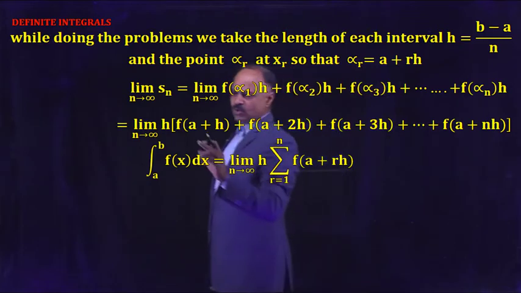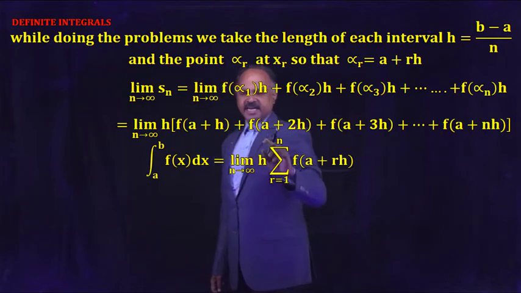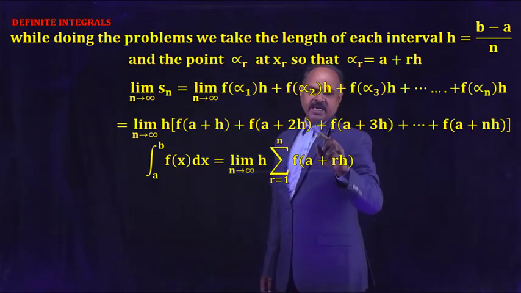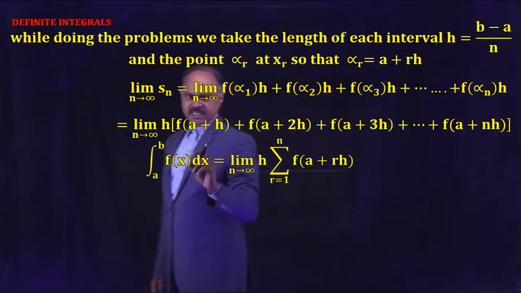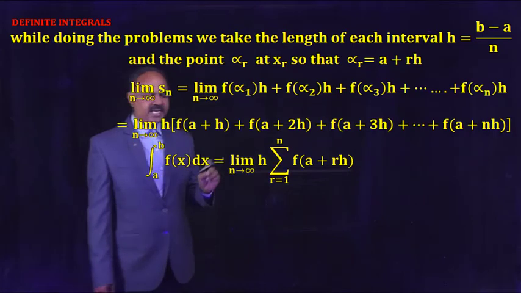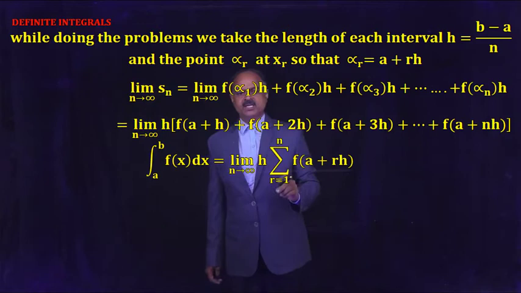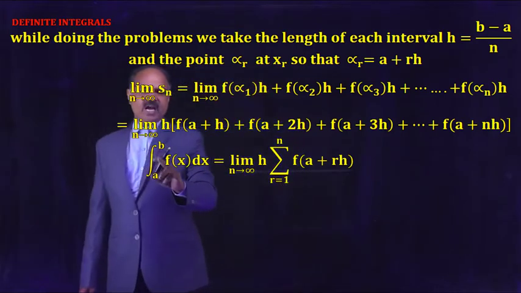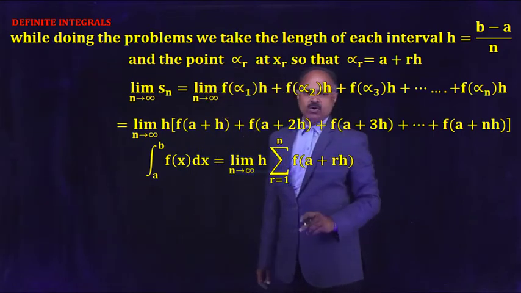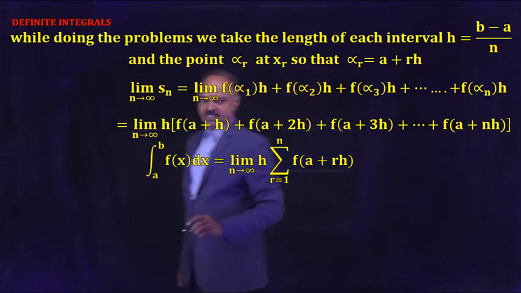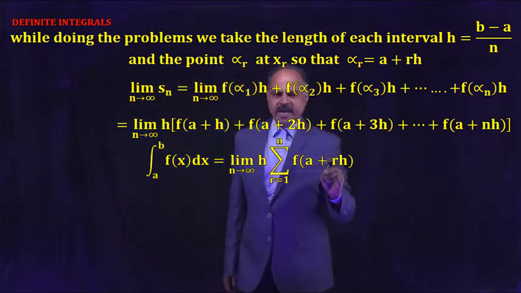So that is equals to the integral a to b f of x dx equal to limit n tends to infinity h into sigma r equal to 1 to n f of a plus rh. The sum Sn tends to a limit as n tends to infinity is called the definite integral of f of x between the limits a and b. So integral a to b f of x dx equal to limit n tends to infinity h into sigma r equal to 1 to n f of a plus rh. This formula becomes more useful for giving particular values to a and b.